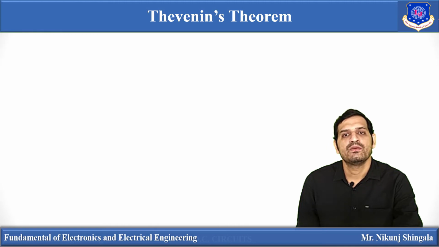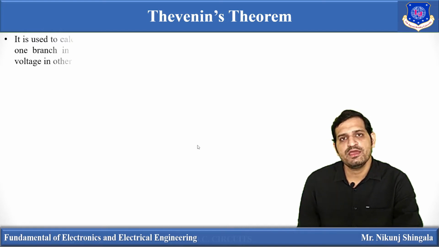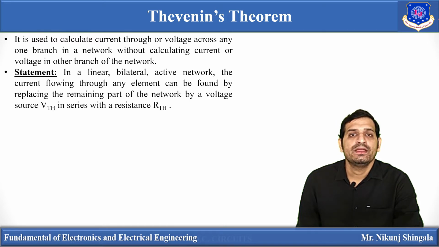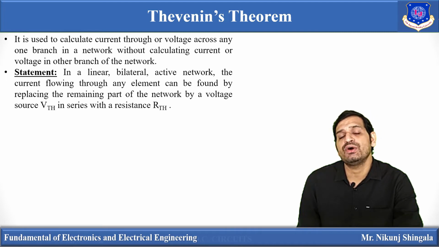So let us start. What is the statement of Thevenin's theorem, where it is used, and what is the procedure, how we can solve the given network using Thevenin's theorem. Thevenin's theorem is used to calculate the current through an element or voltage across an element in the given network without calculating current and voltage of the remaining branches of the network. Now what is the statement? It states that in a linear bilateral active network, the current flowing through an element can be found by replacing the remaining part of the network by a voltage source VTH in series with equivalent resistance RTH.